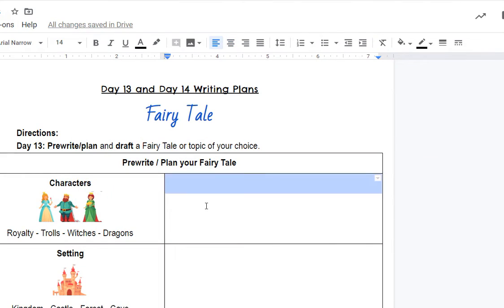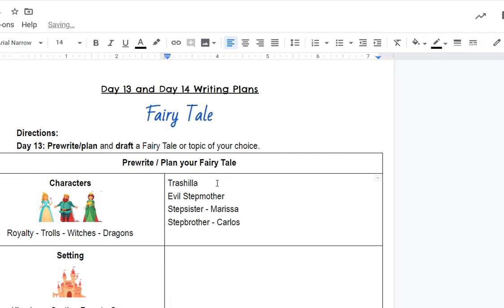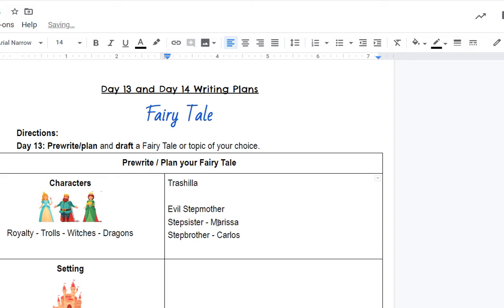My characters, instead of a Cinderella character, I'm going to name her Trishilla, because she is going to be cleaning up trash instead of Cinderella. Trishilla is going to have an evil stepmother, a stepsister named Marissa and a stepbrother named Carlos. And then she's going to have a buddy character, her cat, Sophie.